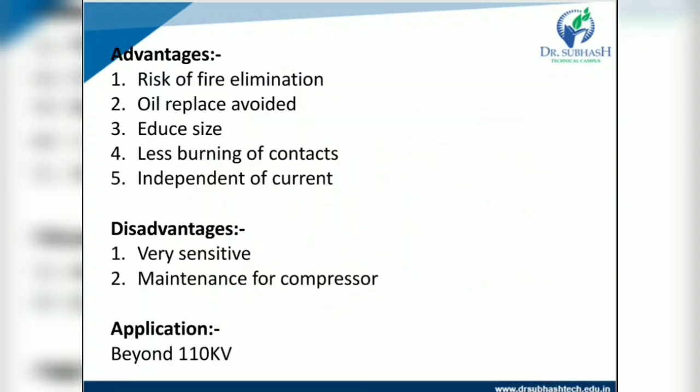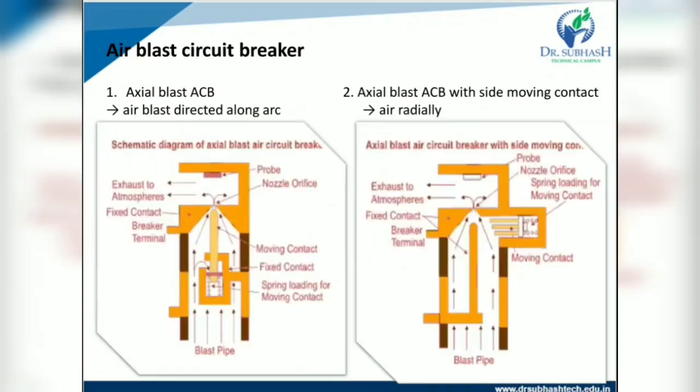So the main advantages are elimination of fire risk, oil replacement avoided, reduced size, less burning of contacts, and independence of current. The disadvantages: it is very sensitive, there is maintenance for the compressor in an air blast circuit breaker, and its application is limited beyond 110 kilovolts.